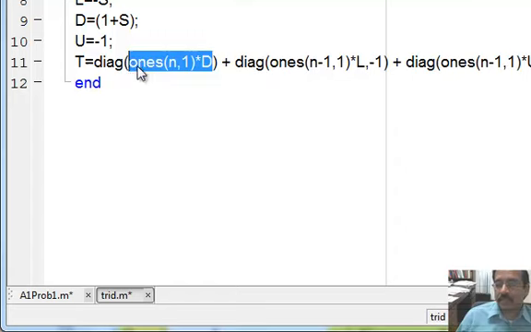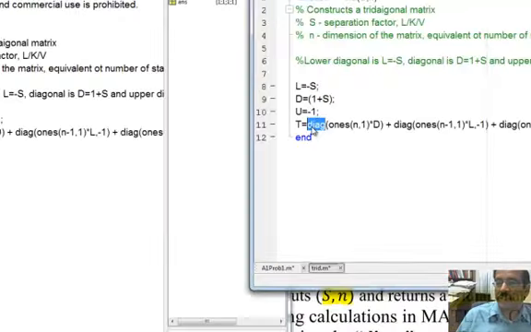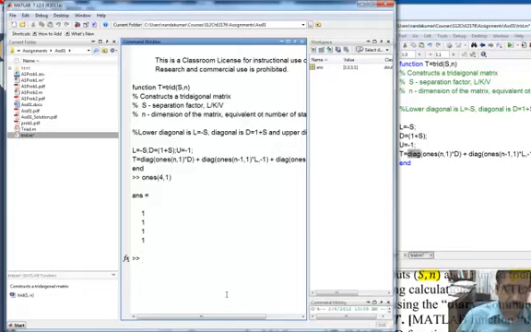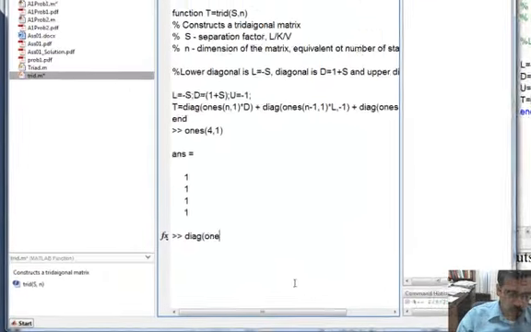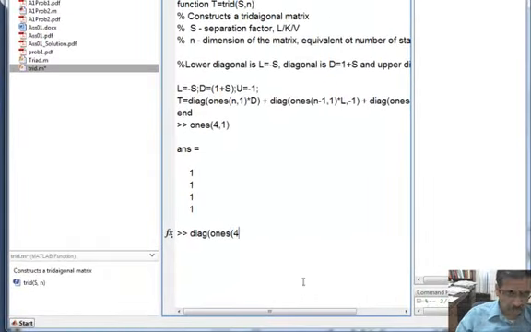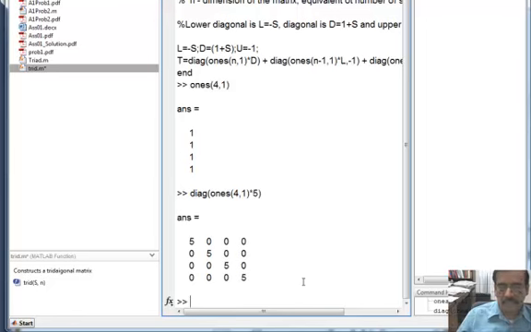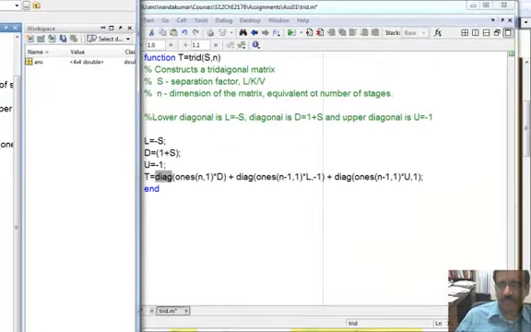And this result, ones(n,1) multiplied by d, becomes the input to the next function, diag. Okay, and that produces the diagonal entries. For example, I can just verify that diag(ones(4,1)*5). For example, if d happens to be 5, then I can see what it does. So it produces a 4 by 4 matrix with 5 as the entries.